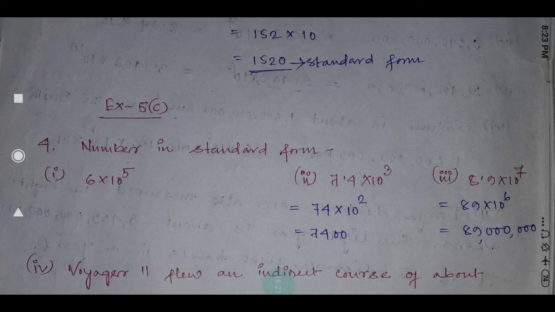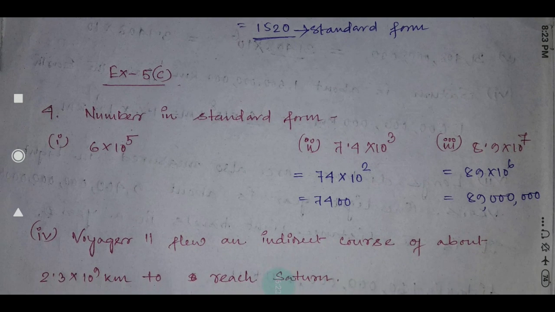Okay. Number 2, 7.4 into 10 power 3. Now 7.4, if you remove the decimal, how much will it be? 74 by 10. So the denominator is 10, and the numerator 10 cube is there. So one 10 will cancel, then how much will it be? 10 square. So that means 7400. Like this, number 3, 8.9 into 10 power 7. If you remove the decimal, 89. So that means here power 1 will be deducted. So 7 minus 1 is 6.